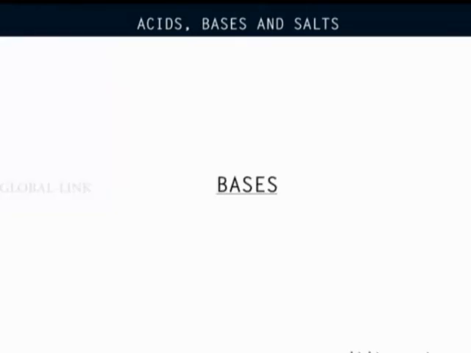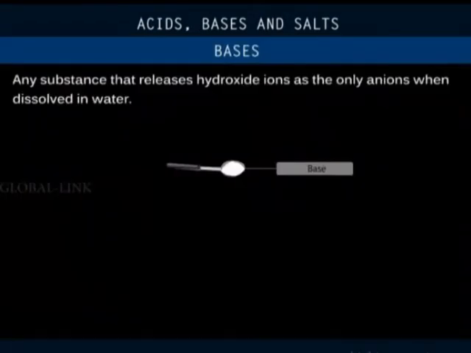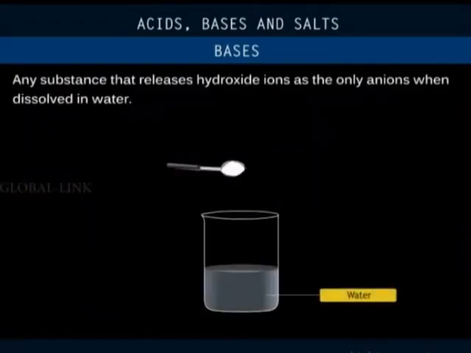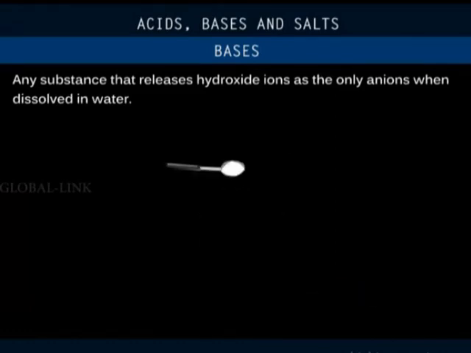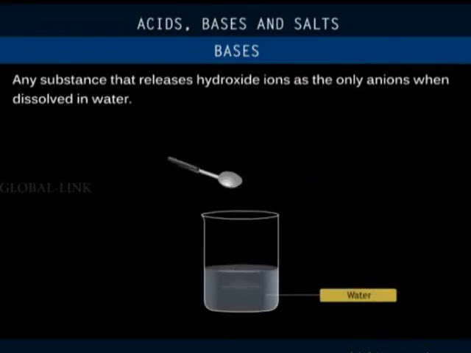Next, we look at bases. A base is any substance that dissociates in water to produce hydroxide ions as the only negatively charged ions or anions. For example, sodium hydroxide, when dissolved in water, dissociates into sodium ions and hydroxide ions.